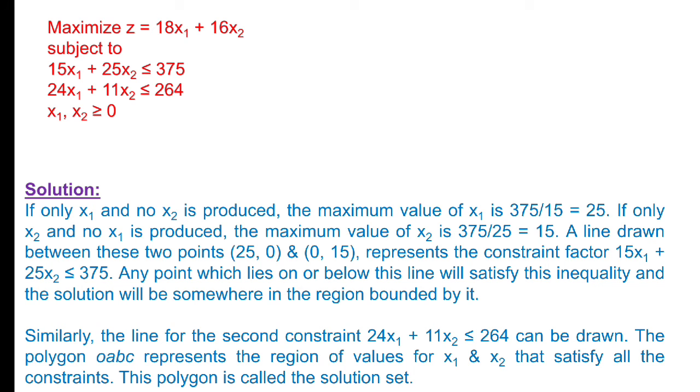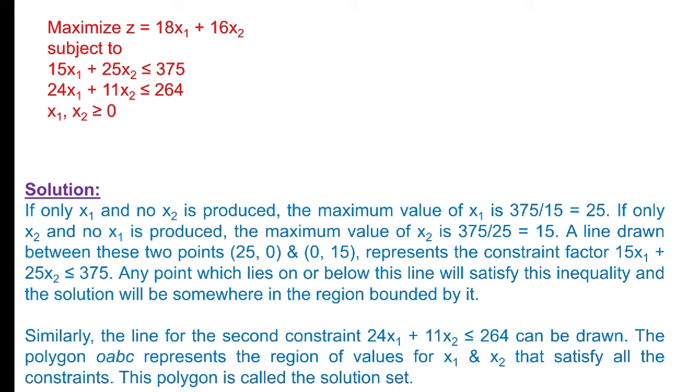What are the points? First, when you put x2 equal to 0, you will get the point 25 comma 0. If you put x1 equal to 0, the point will be 0 comma 15. This represents the constraint 15x1 plus 25x2 less than or equal to 375. Any point which lies on or below this line will satisfy this inequality, and the solution will be somewhere in the region bounded by it.